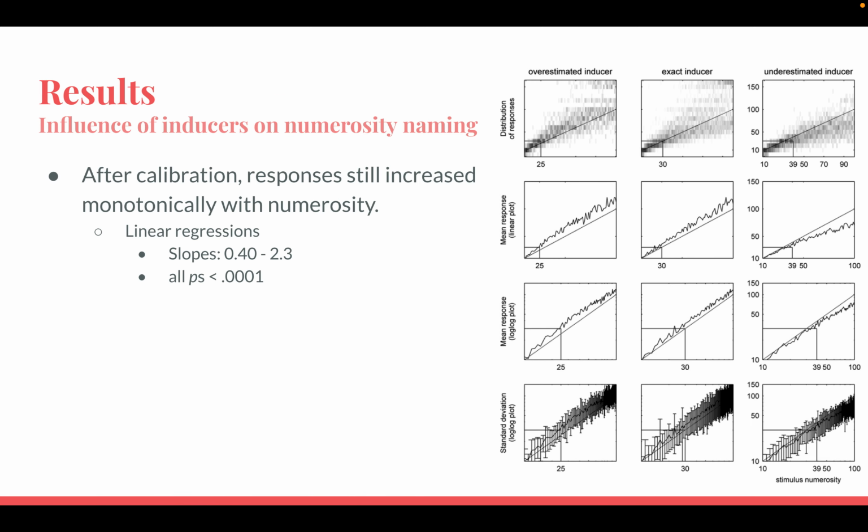The figures show the responses of the three groups of induced participants. All groups were presented with an inducer trial which they were told contained 30 dots. In the overestimated inducer group, the inducer contained 25 dots. In the exact inducer group, it contained 30 dots. In the underestimated inducer group, it contained 39 dots. After calibration, responses still increased monotonically with numerosity.